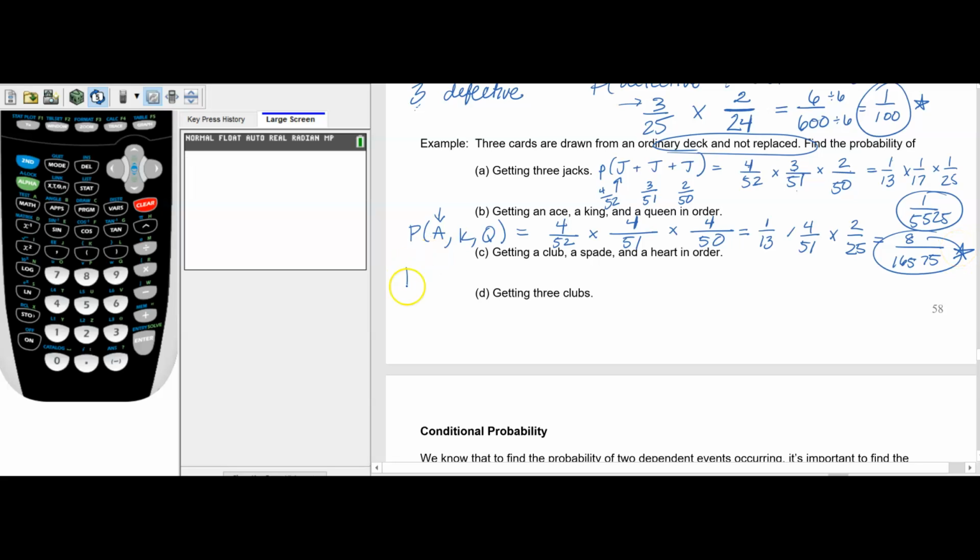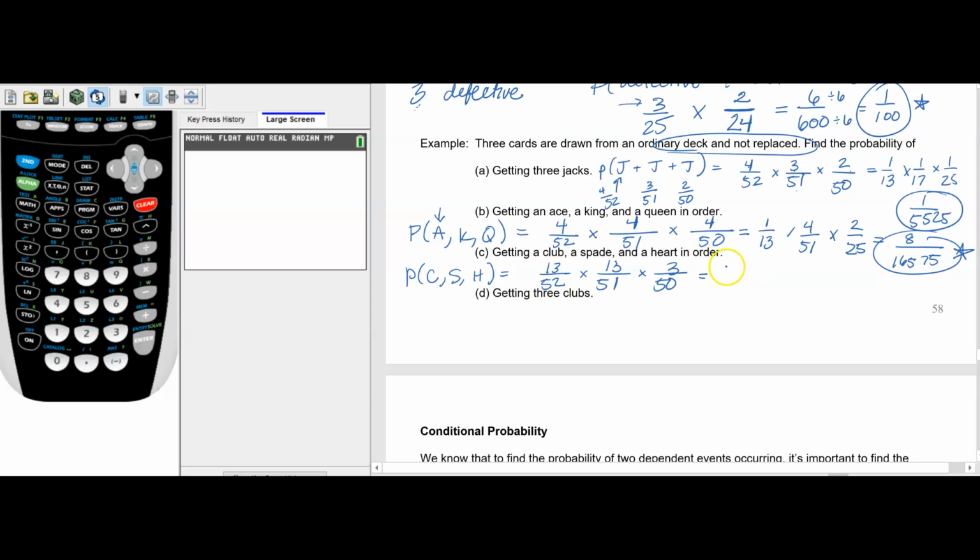Okay, the next one, probability of getting a club, then a spade, and then a heart in that order. Really similar problem. So we start with 52 cards, 13 of them are clubs. Then we're left with 51 cards because we put that first card aside, and there are 13 spades. Now we're left with 50 cards, and there are 13 hearts. Okay, and so we're going to reduce any that we can.